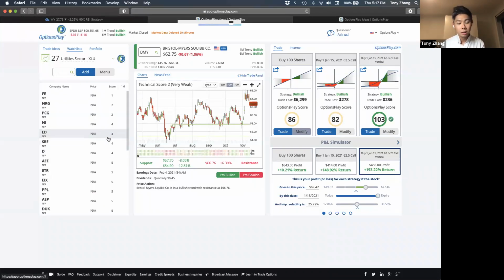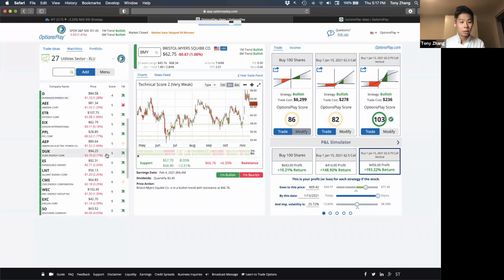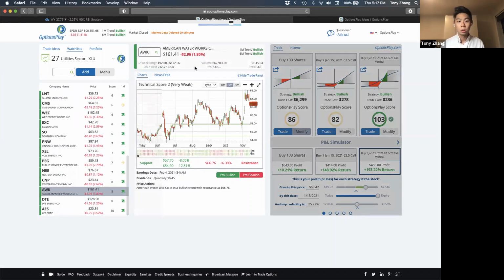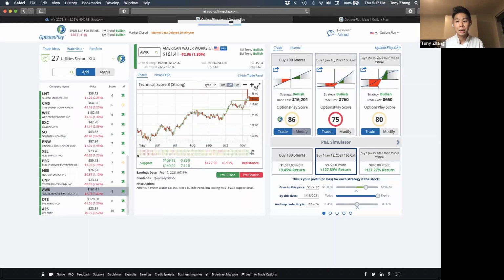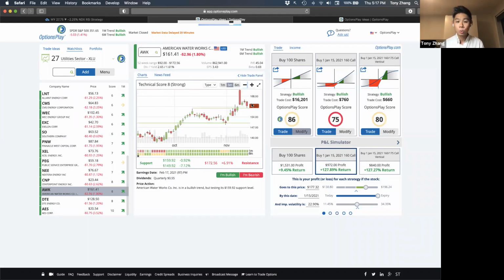So if I want to look at utilities, I can click on utilities and look at all the stocks within the utility sector. And then again, using that visual approach, say, okay, if I'm looking for bullish opportunities, I'm going to focus more on the 7s, 8s, and 9s and the ones that are green across the board. Those are the ones that I would focus on. American Waterworks is one of the ones that I focused on here on Options Action last week. This was one of the strongest stocks within the utility sector that was still trending higher here. And that's why I picked AWK for my Options Action trade last Friday.